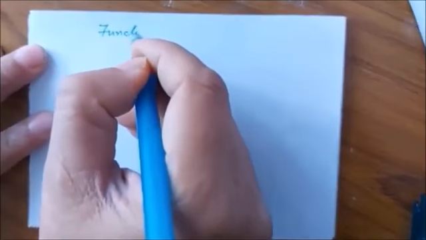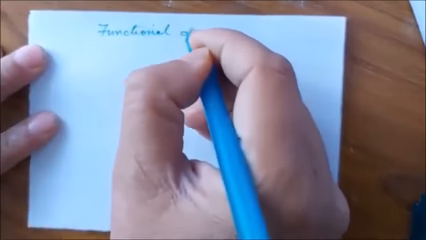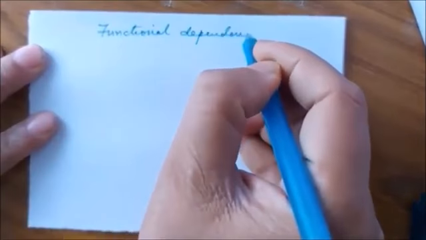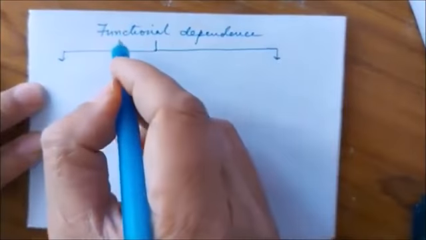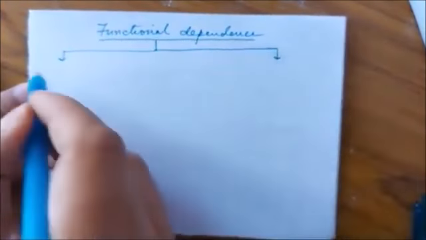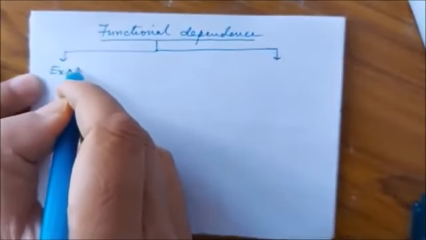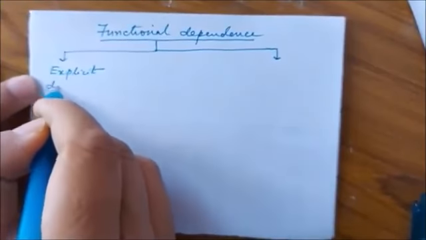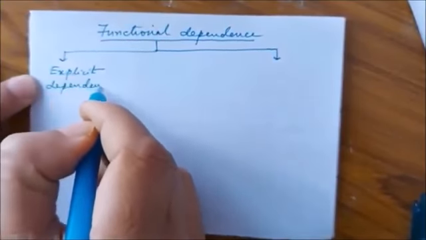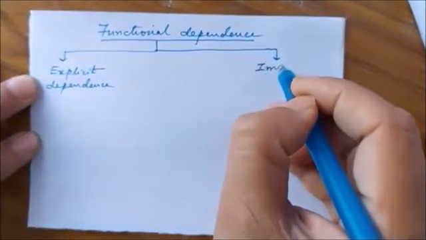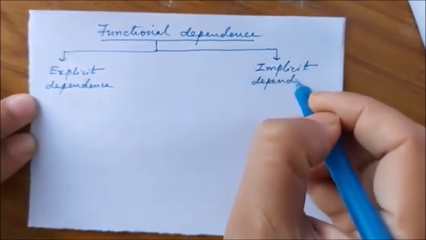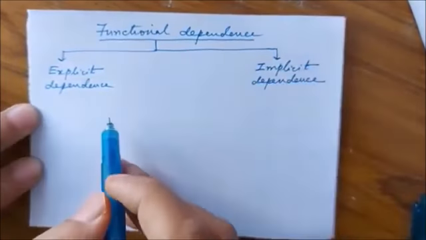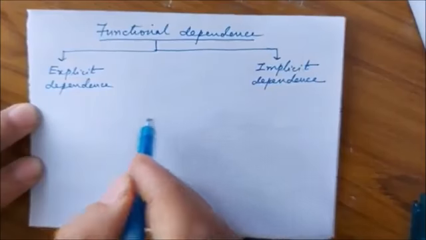A few words about functional dependence, which is of two types. One is called explicit dependence and the other one is called implicit dependence. We'll describe it through examples.